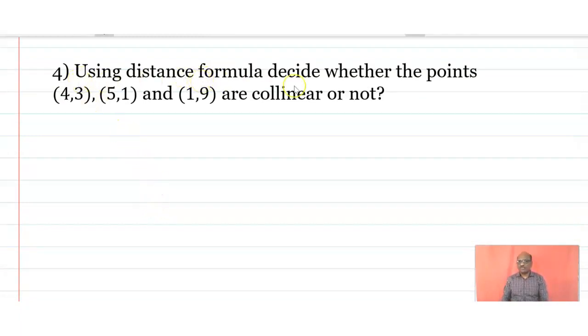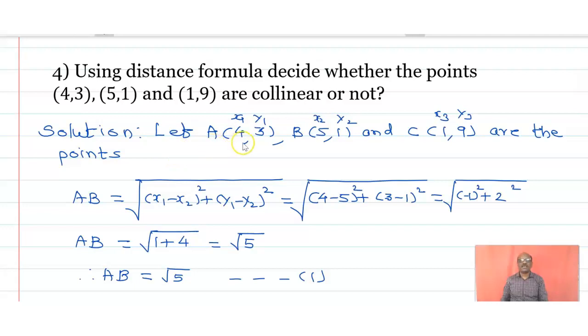Using the distance formula, decide whether the points (4, 3), (5, 1) and (1, 9) are collinear or not. So for this, what will we do? We will find out those distances. Now the solution. Let A be (4, 3), B be (5, 1) and C be (1, 9). What is AB? AB is equal to root of (x1 minus x2) whole square plus (y1 minus y2) whole square. That is (4 minus 5) whole square plus (3 minus 1) whole square.